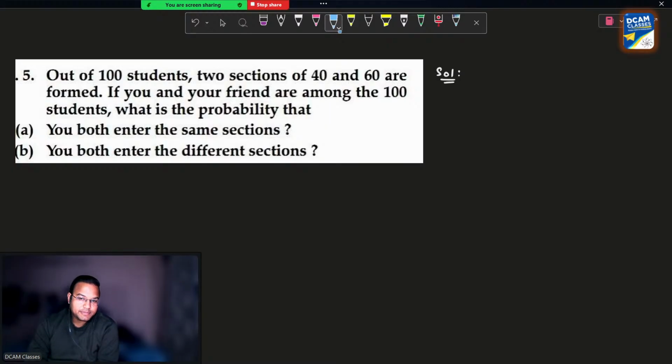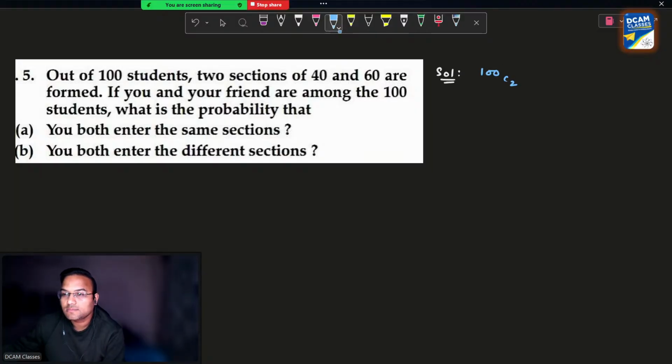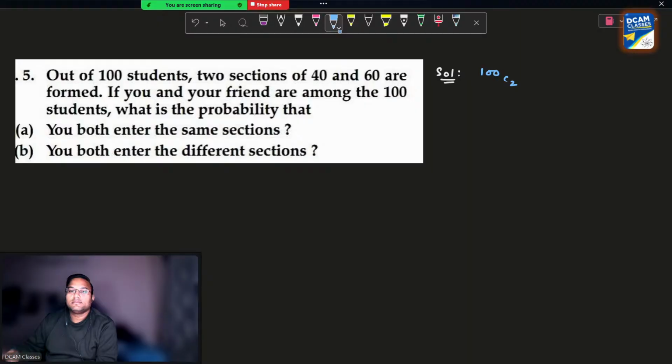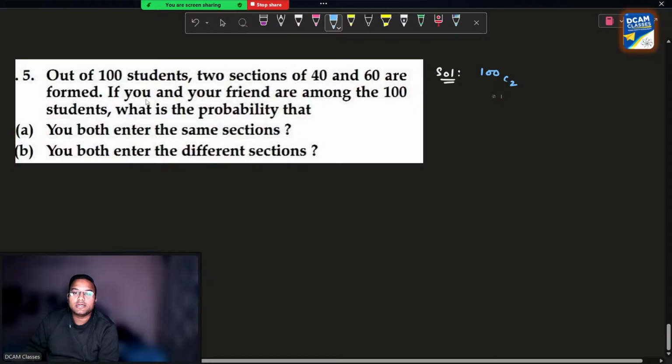You both enter the same section, means either you are in 40. See, out of 100 students, first let us find out the total cases in which you and your friend, there are two persons now. We are only concerned with the two students. The two persons, you and your friend, are present in 100 students, obviously. So total cases will be 100 C2. Means any two students you can choose, and you will be in those 100 students.